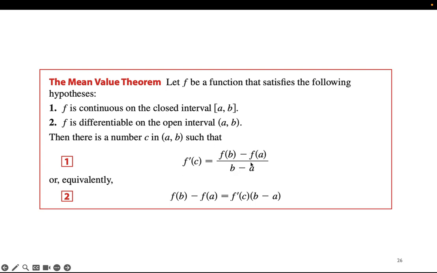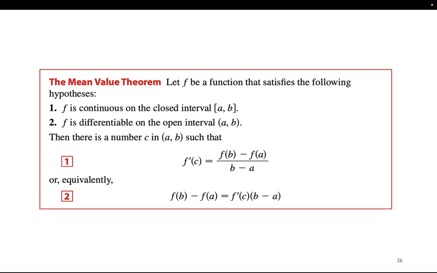This looks very confusing, but it turns out to be not so bad. I think the best way to explain this is to do this graphically. The right side has a simple interpretation, and so does the left. And this theorem guarantees that there's at least one c where we can have this happen. So let's explain this a little bit more visually.